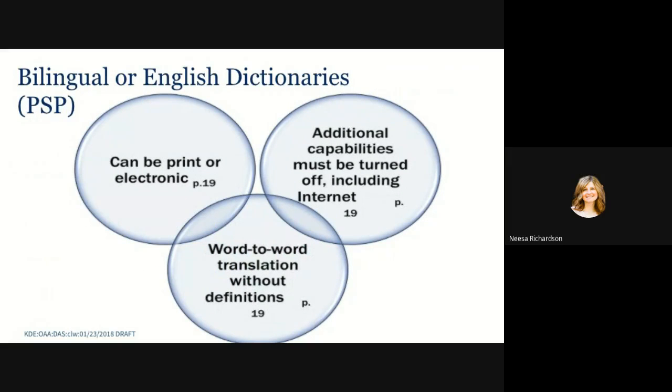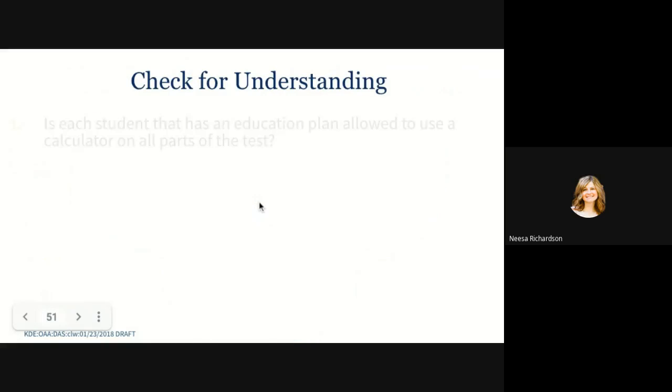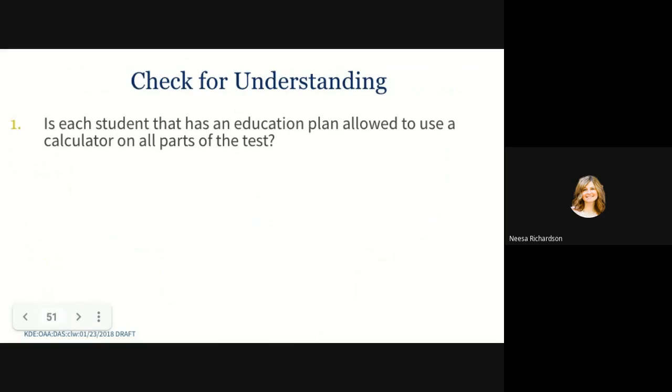We also have some students who use bilingual English dictionaries. These can be electronic throughout the year. I would recommend it, but typically on K-Prep, we encourage them to use a paper one. If they use an electronic one, it has to be a word-to-word translation with no internet access. Is each student that has an IEP allowed to use a calculator? No. We have some students who are reading-only students, and those students would not have need for a calculator. So you have to read carefully to know.